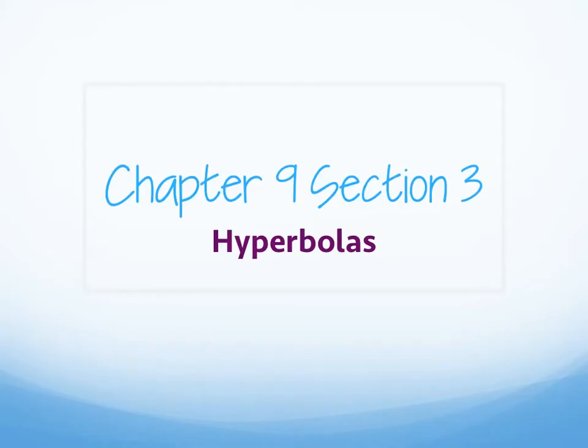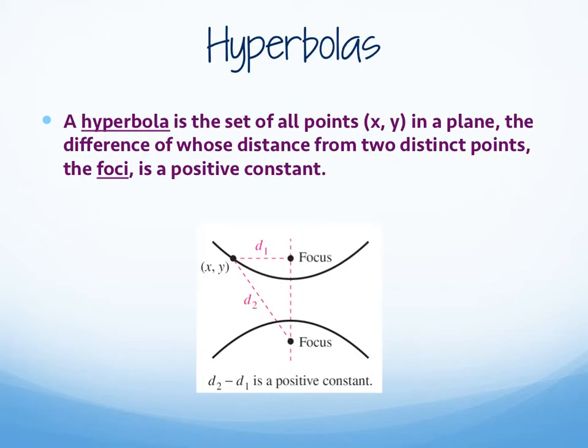So this is actually where we're going to stop for both a quiz and a test at the end of 9-3, which wraps up all the conics. So the last conic that we're going to talk about is the hyperbola. And it basically is two parabolas that point outward from each other.